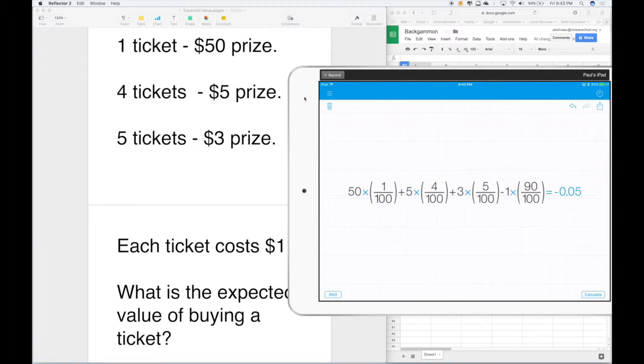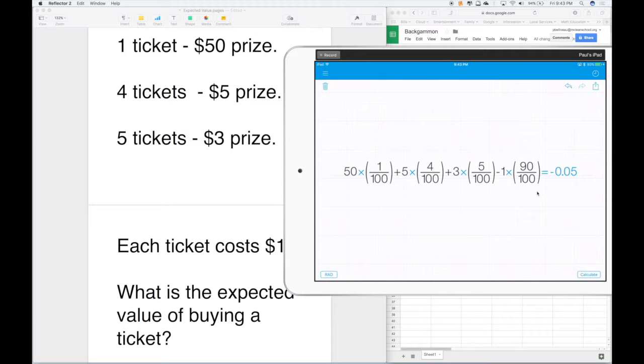Here's what this means in real life. If I buy 100 tickets and I win once, win big once with $50, I win little 4 times out of these 100 tickets that I buy, I get $5. I win a little less, 5 times, I win $3. But 90 times I lose this dollar. So if I were to play this particular raffle over and over and over again, I should expect to, on average, lose a nickel per raffle.